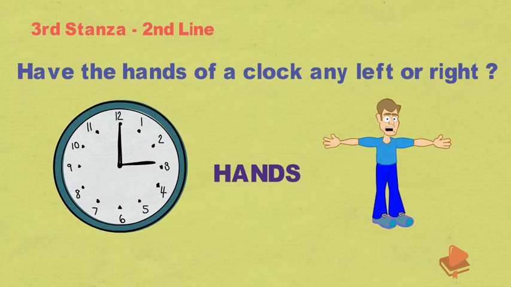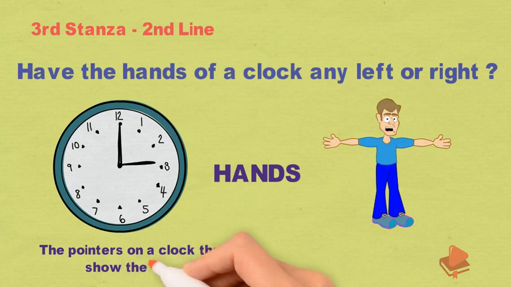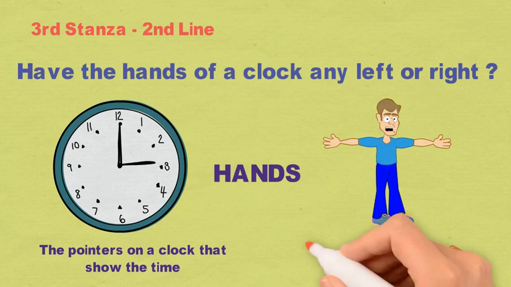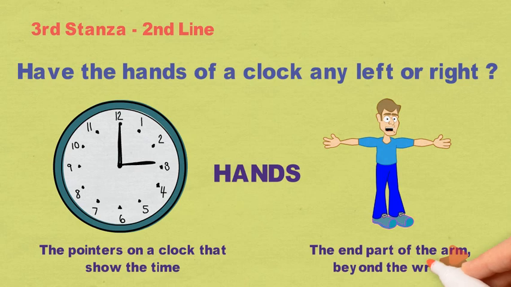He asks us if the hands of a clock have any left or right. On the one side it is the hands of a clock, used as a pointer on a clock that shows the time, and on the other side the end part of the arm beyond the wrist is called the hand, that is left or right. So let us see the next line.